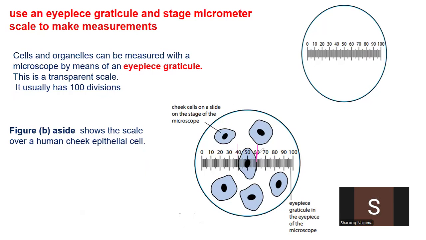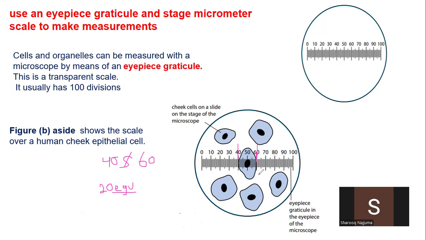Here we are just going to get the difference between 40 and 60. When you look at the difference, we can clearly see that those are 20 eyepiece graticule units. I'm just writing this as an abbreviation. 20 eyepiece graticule units. So this cell is equivalent to 20 eyepiece graticule units.